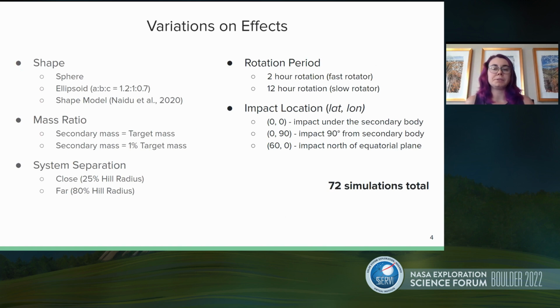So I set up a bunch of simulations, 72 total, with variations on shape, mass ratio, system separation, rotation period, and impact location. As you can see, for the shape we have three different types. For mass ratio, system separation, and rotation period, we have two different variations each. And for impact location, we chose three different ones, so that would be varying somewhere along the longitude and also somewhere along the latitude. In total that came out to 72 simulations, which is quite a lot to run.